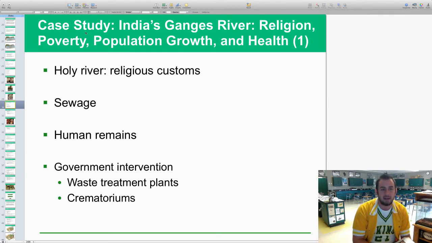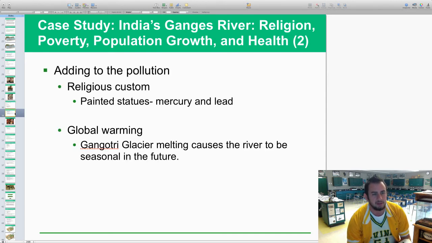But they also use the river for their sewage because they don't have good sewage treatment facilities. They also don't have many crematoriums, and there's not a whole lot of space to bury people because India's population is very high, so they use the river to dispose of human remains as well. There has been government intervention, and wastewater treatment plants and crematoriums are now being built, so this doesn't happen nearly as much, but it's still an interesting problem.